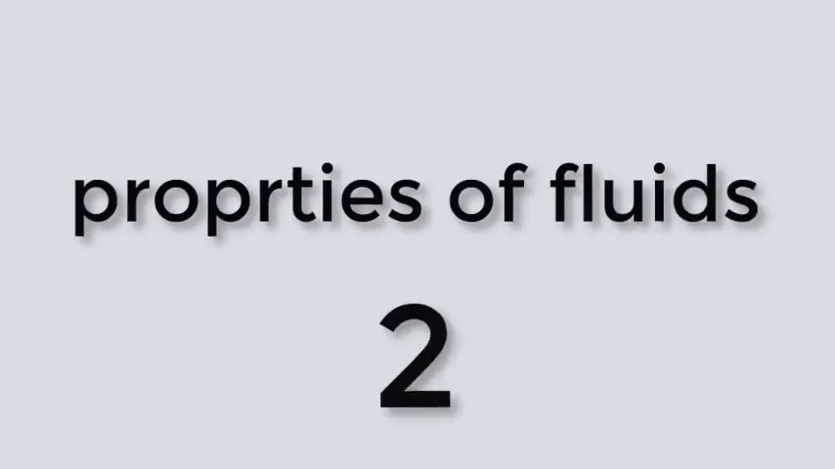This is video number 2 in properties of fluids. Firstly, let's start with density of ideal gases. One important equation that explains the relation between pressure, temperature, and density, or specific volume, of a substance is called an equation of state.